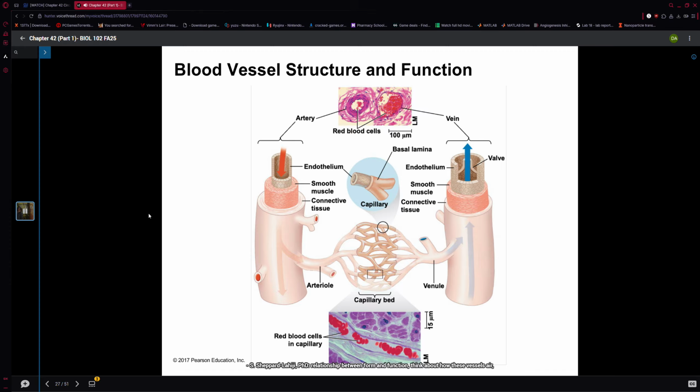So when we're looking at this particular slide, just think about the relationship between form and function. Think about how these vessels are similar, how they're different, and how the differences that we do see help to support the role that they're meant to play within the cardiovascular system.